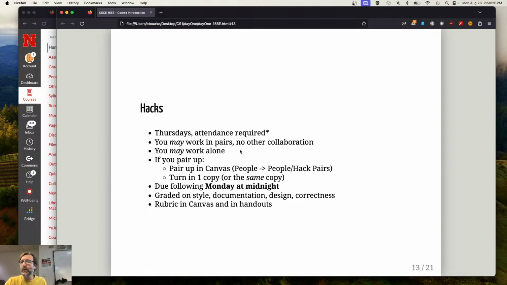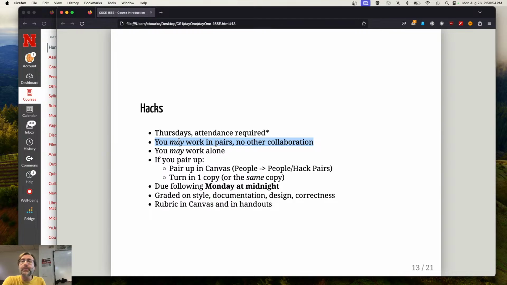Okay. Hacks are on Thursdays, and they're a little bit more substantial. We don't expect you to be done that day. It's going to be some more substantial programming exercises that are due on the following Monday at midnight. So these midnight things are called Cinderella due dates. Technically it's 11:59 p.m. Right? So one fraction of a second before midnight.